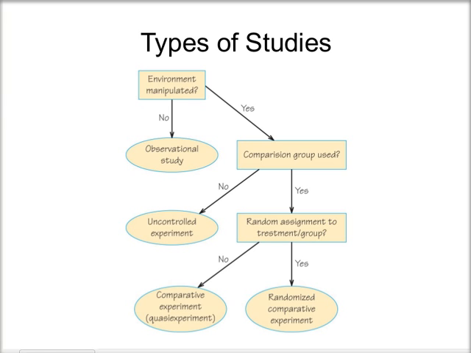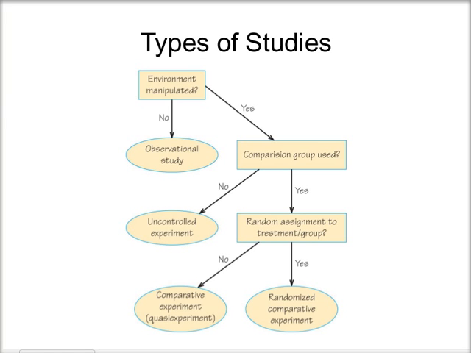If the environment is manipulated, then that's some kind of experiment and not an observational study, and we move on to the next question. Is a comparison group used? If no comparison group is used, then this is an uncontrolled experiment, and this is what we saw in the last section when the college had only the online course and had no classroom course to compare it with.